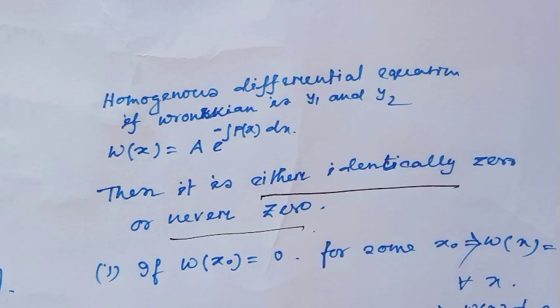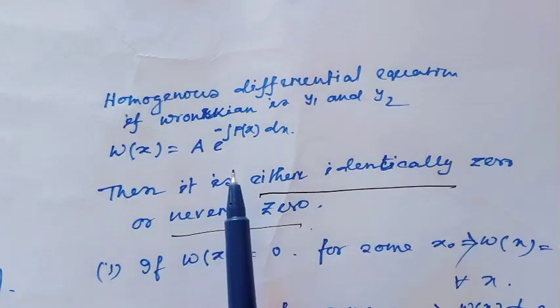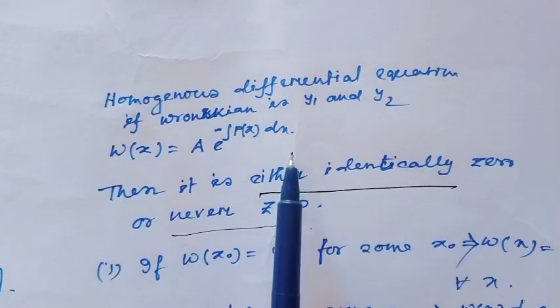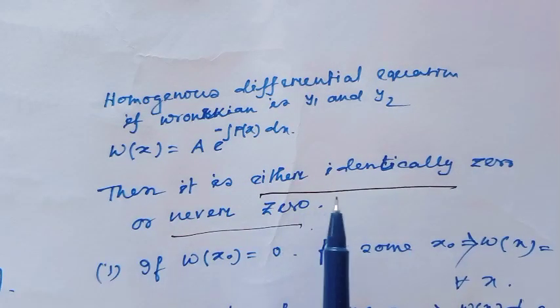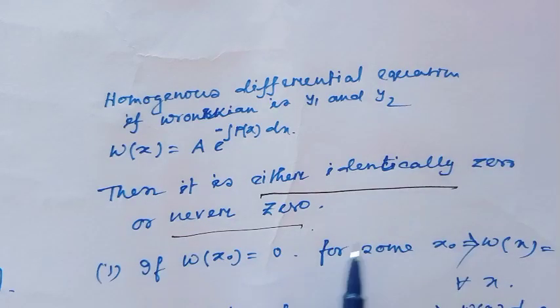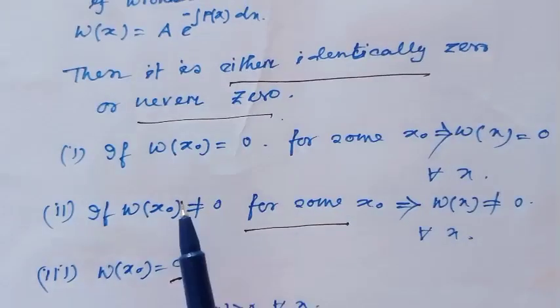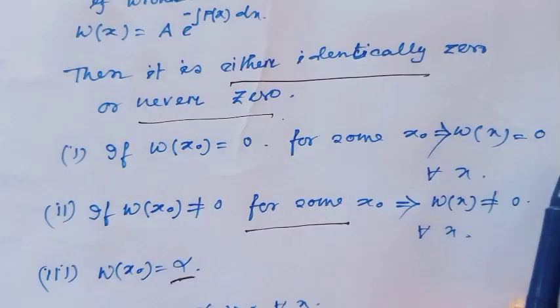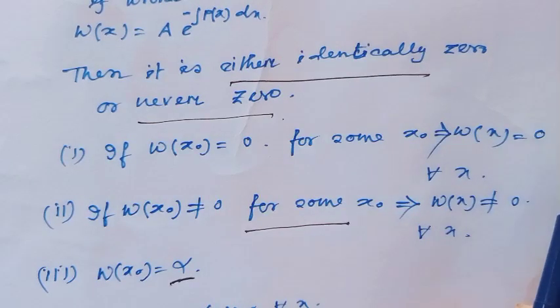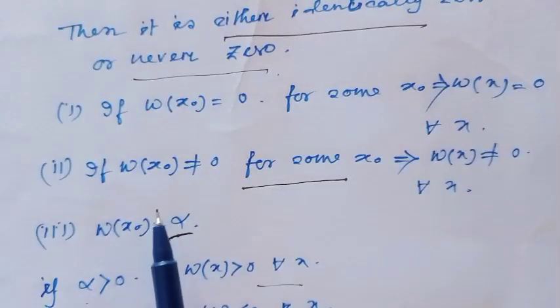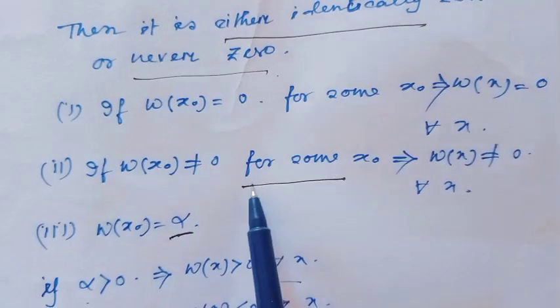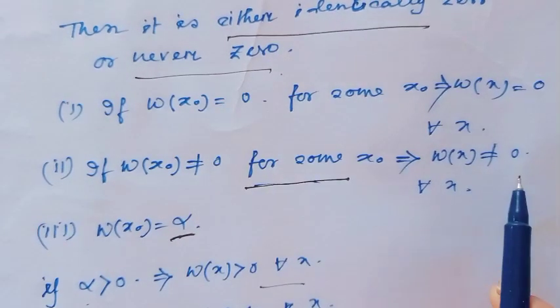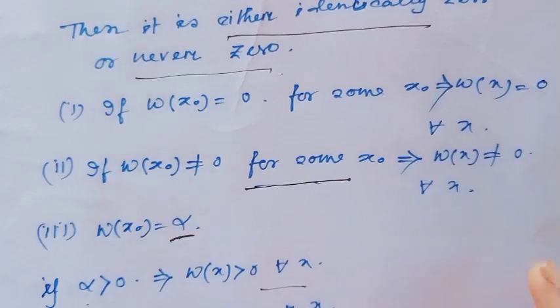In Abel's theorem, such properties also hold. We all know in Abel's theorem, the Wronskian of x equals A e to the power integral of minus p dx, and then the Wronskian is either identically 0 or it is never 0. And 1, if the Wronskian at x naught is equal to 0 for some x naught, then that implies the Wronskian is 0 for all x. And 2, if the Wronskian at x naught is not equal to 0 for some x naught, then the Wronskian is not equal to 0 for all x.